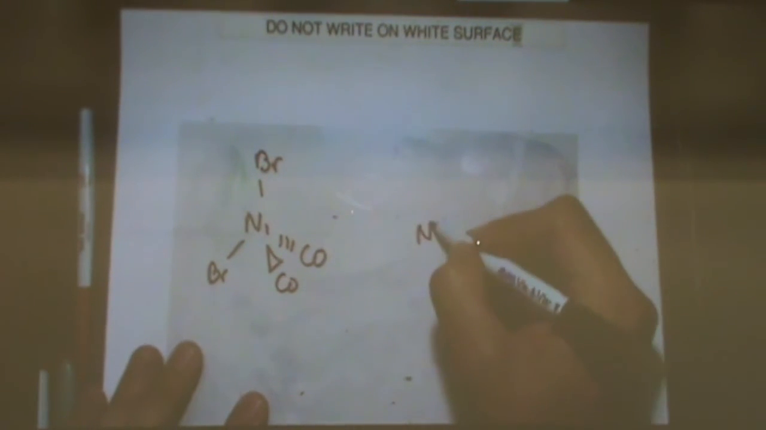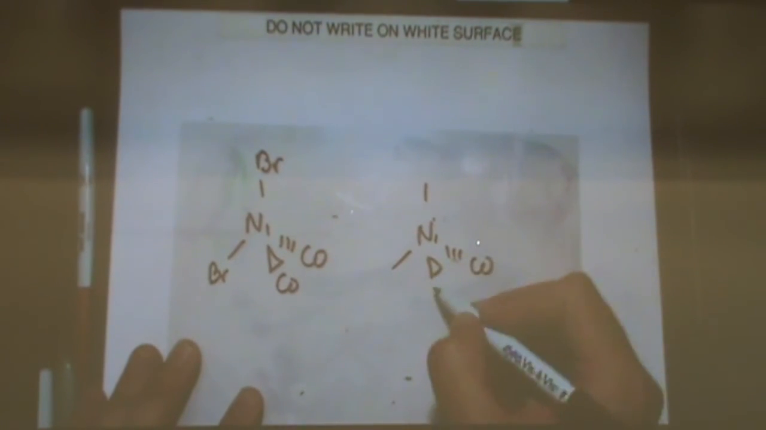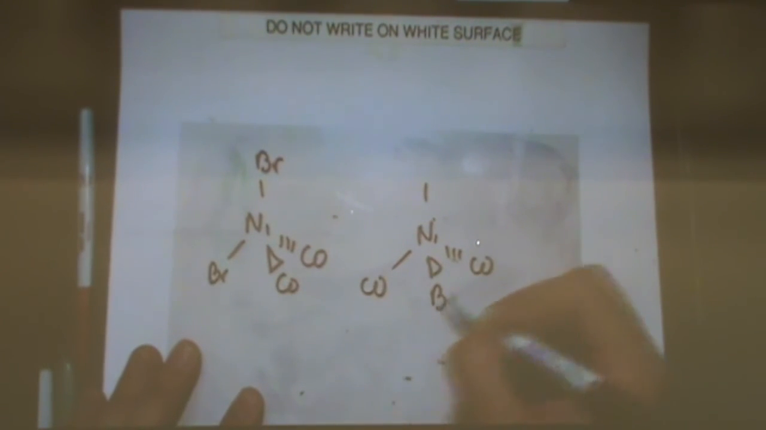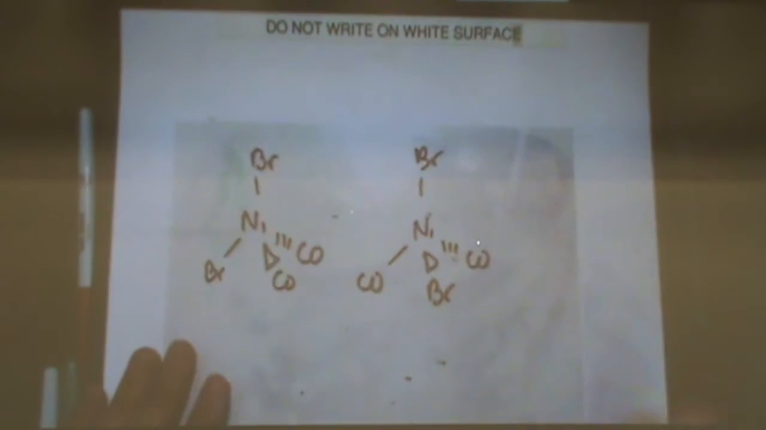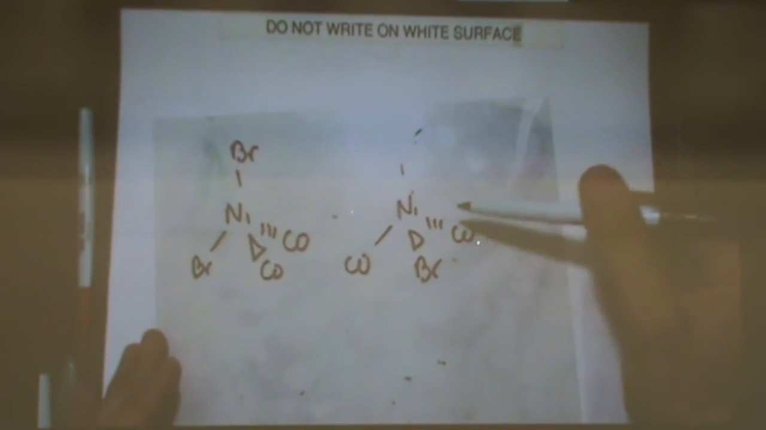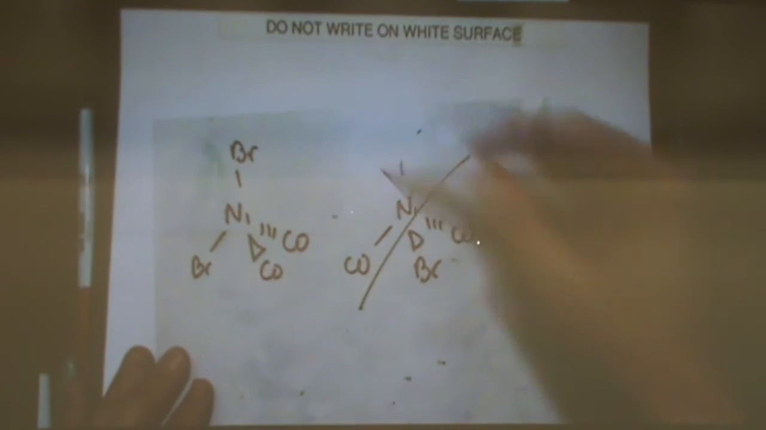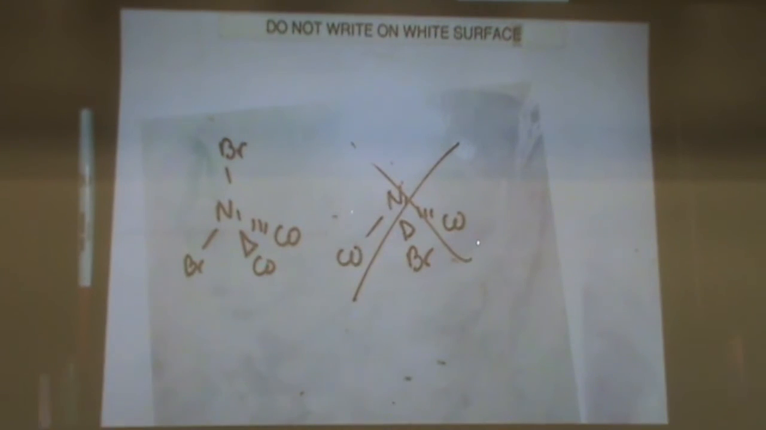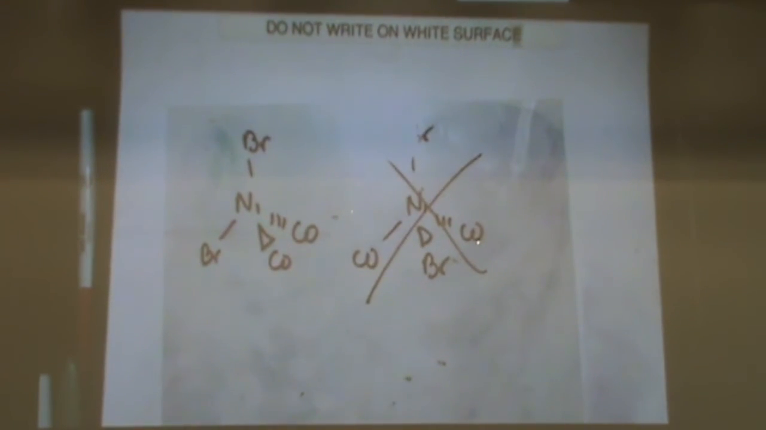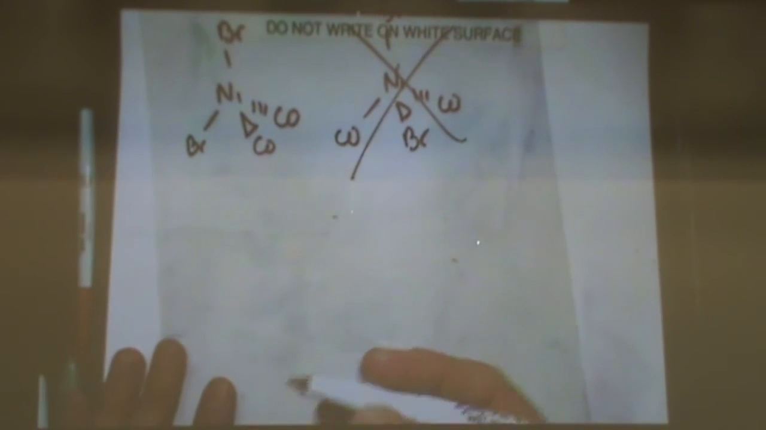So if you drew this, for example, and you swap, say, this CO with this Br, these are the same molecule. They're identical. So you better cross one out, or we're docking you a point for the second duplicate. Okay? So don't draw the second one. It's identical.